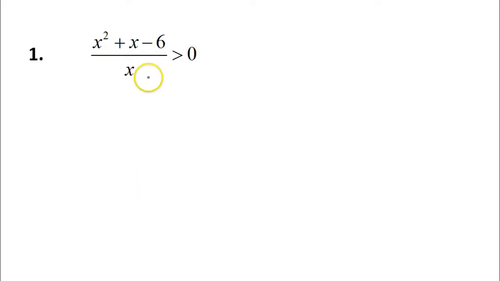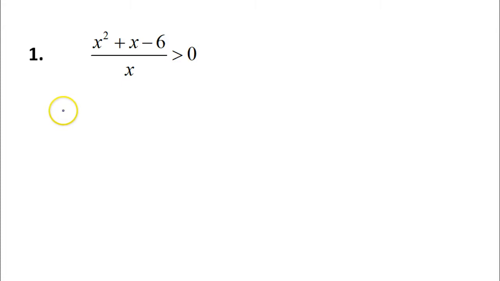All right, let's solve this rational inequality. As soon as I see that greater than sign, I know I'm going to wind up drawing a number line, putting some points on the number line, and doing test values to see where the solutions are. So that's what's happening. That's the overview.